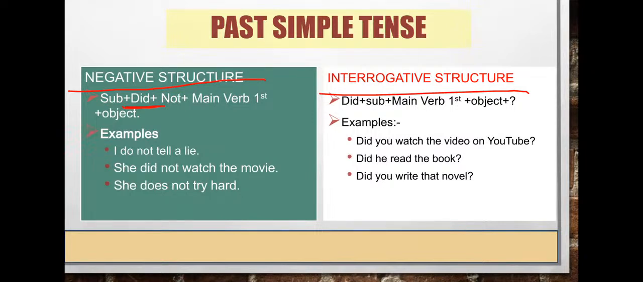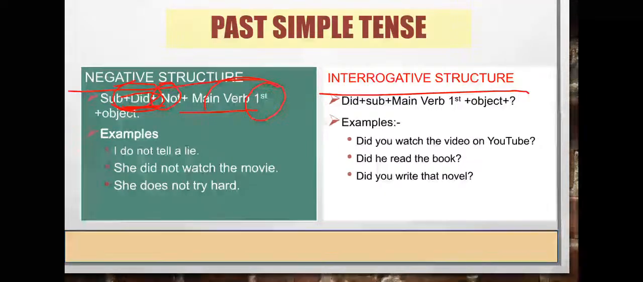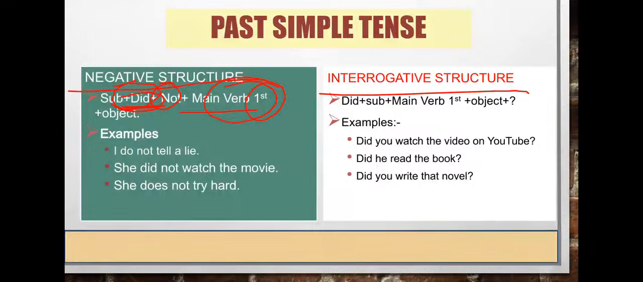Now we have did right here, and just after that we add not, and after that we have our main verb. The difference is we are using the first form of the main verb, because did is actually in past. We are not using two past verbs, like did is also a helping verb, and this is the main verb, so we are not using two verbs in past. We're using only one right here.